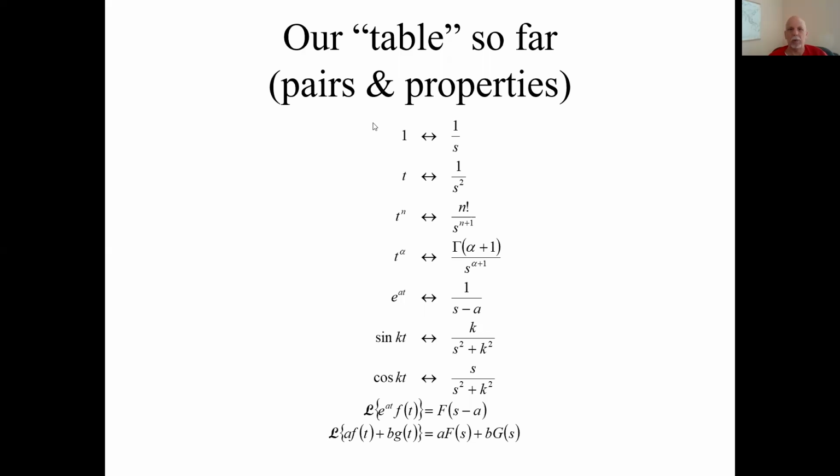So far I keep talking about a table. Just with what we've done in a few charts, we've got the start of a table of transform pairs and properties. Keep going on this and you get a more expansive table. Almost any textbook that covers the Laplace transform is going to have a table of transforms in it. So you'd be working with that more extensive table.